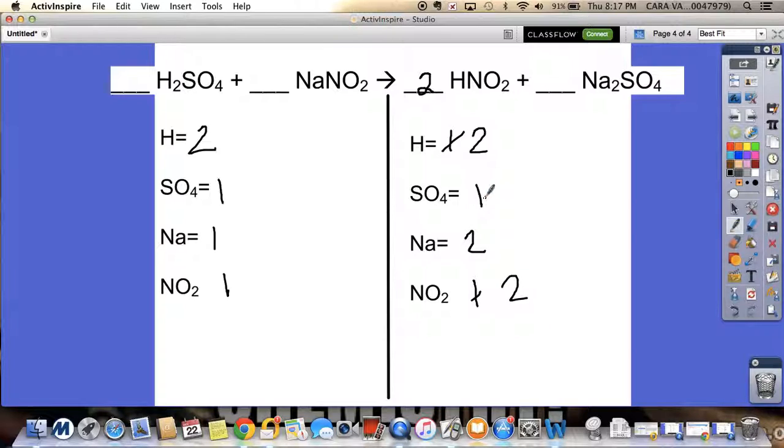Okay, sulfates are still balanced. My sodiums are not balanced. So let's go ahead and put a 2 here to get us to 2 sodium atoms. Well, look what happens. Now that I have 2 sodiums, I also have 2 nitrites. And so that's going to become a 2. Now when I look across, everything is balanced. You've got 2 hydrogens on each side, 1 sulfate on each side, 2 sodiums on each side, and 2 nitrites on each side.